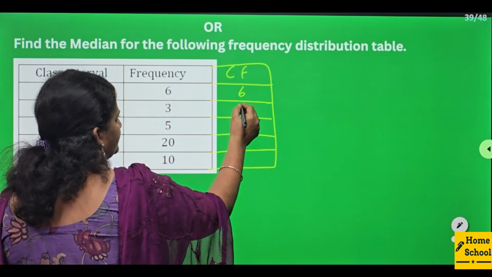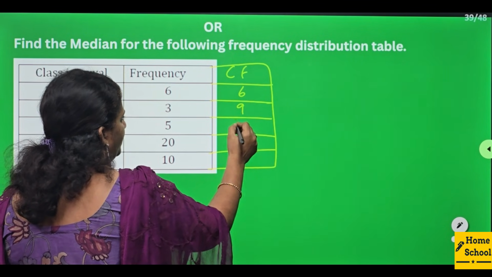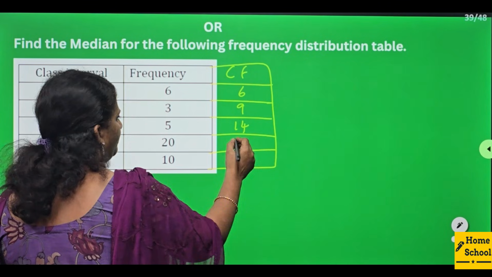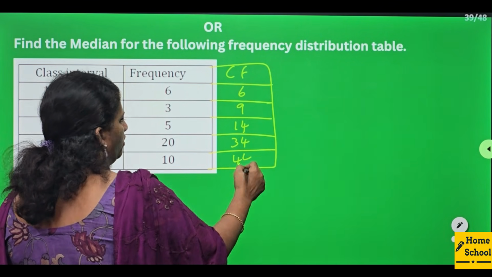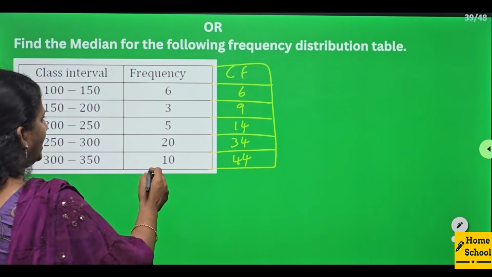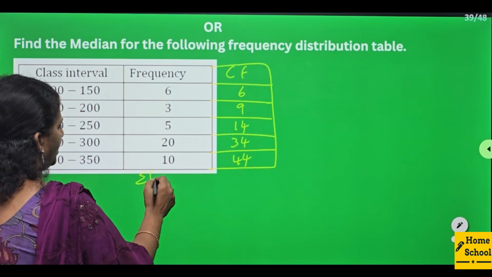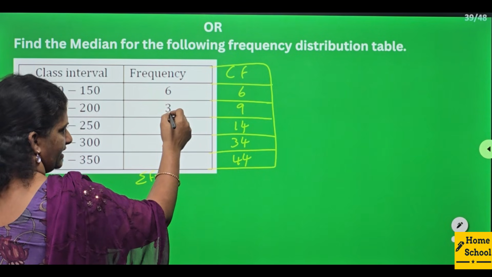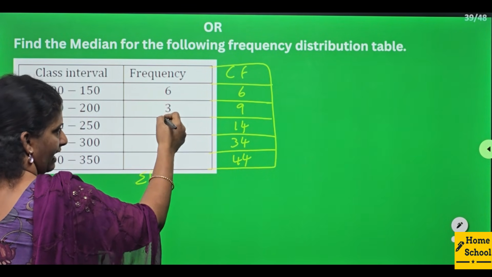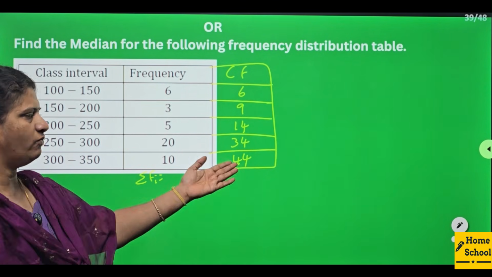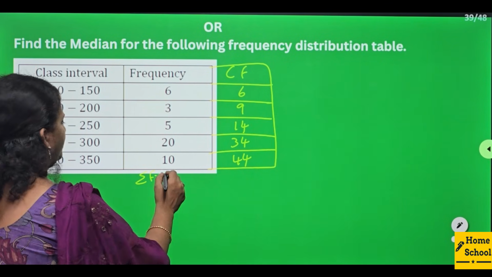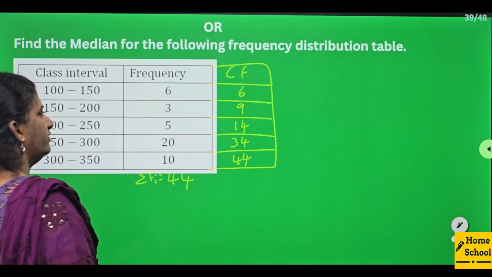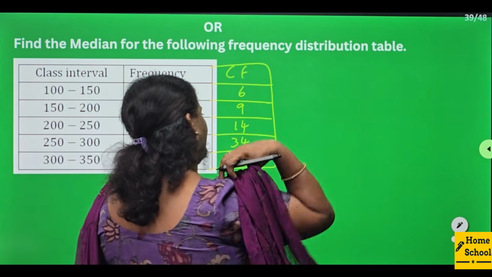6 plus 3 is 9. 9 plus 5 will be 14. 14 plus 20 will be 34. 34 plus 10 will be 44. And do summation fi. Actually, what we get in cumulative frequency, the last number, that is your total. Directly you can write it. Now coming to the median formula.